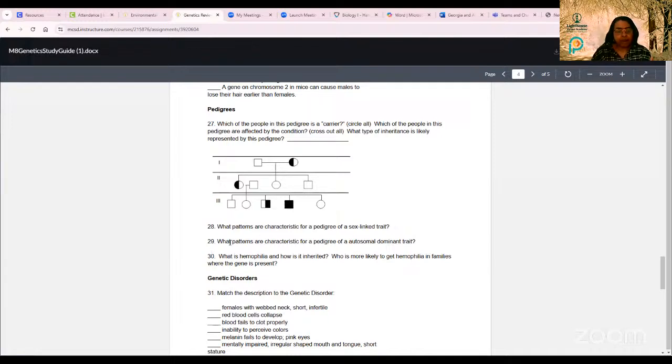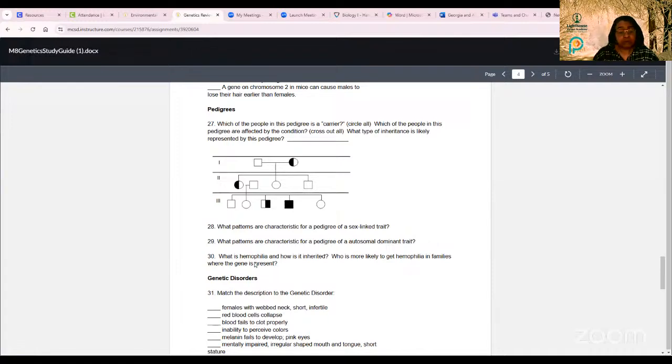So they can pass it on, but they won't have the condition. Okay. It says patterns are characteristics of pedigree, autosomal. Okay, autosomal, it could be male or female. Okay, it could be on the X chromosome. And again, because there might not be anything to mask it, or it might be carried on the Y.